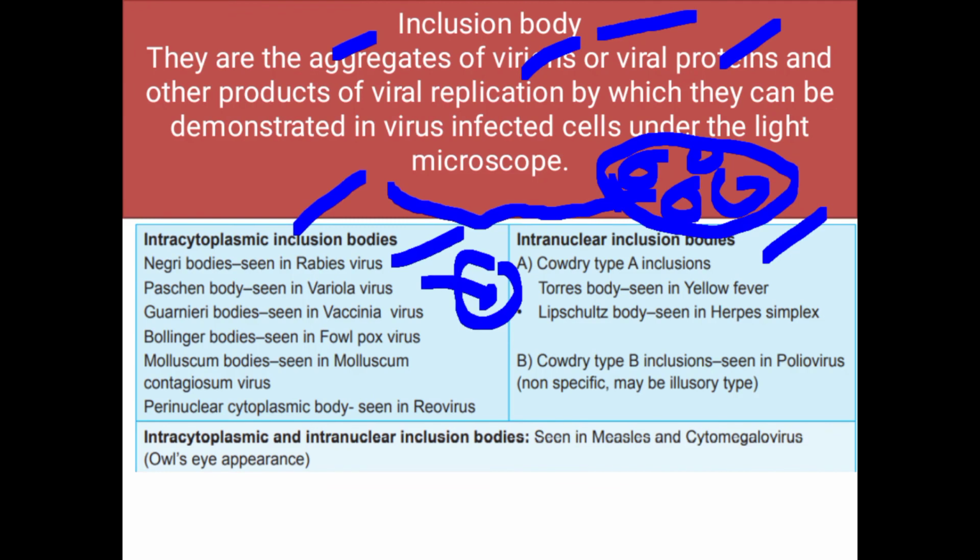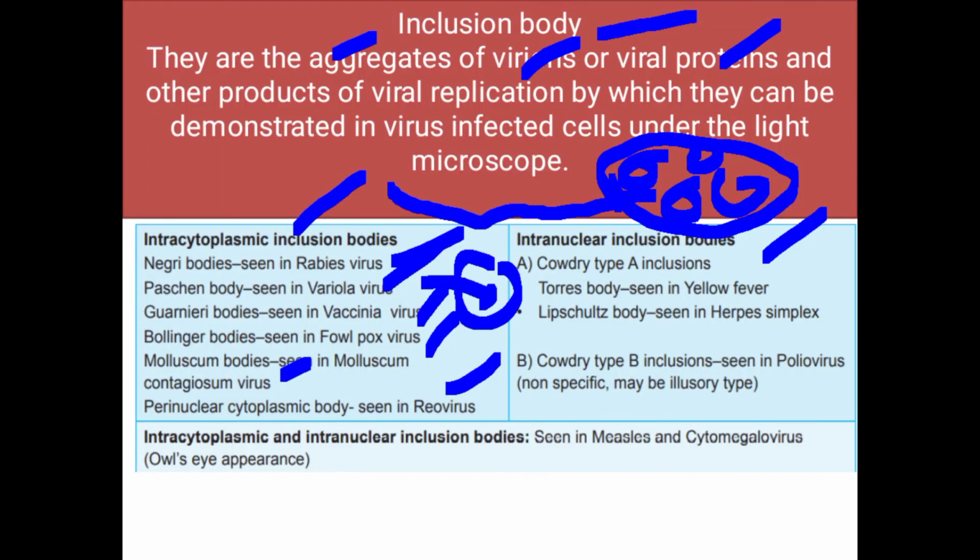caused by rabies virus. Guarnieri bodies are seen in variola virus, Guarnieri bodies in vaccinia virus, Bollinger bodies in fowlpox virus, molluscum bodies in molluscum contagiosum virus, and perinuclear cytoplasmic bodies in reoviruses.